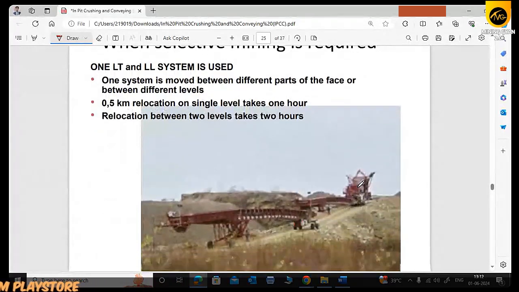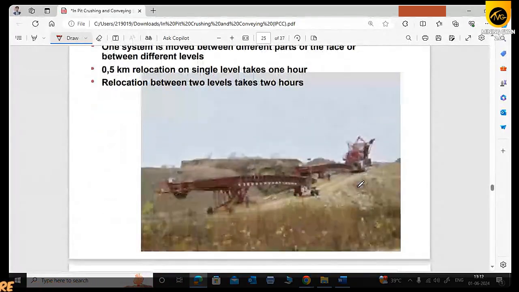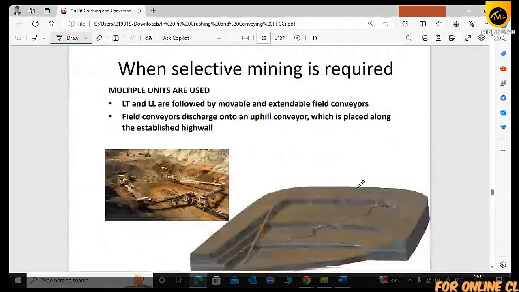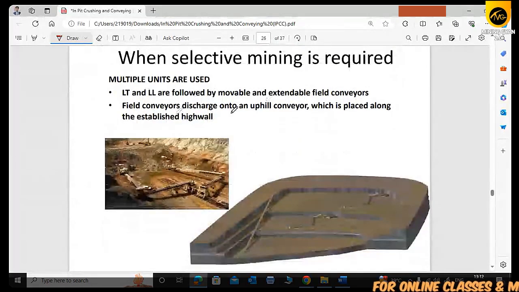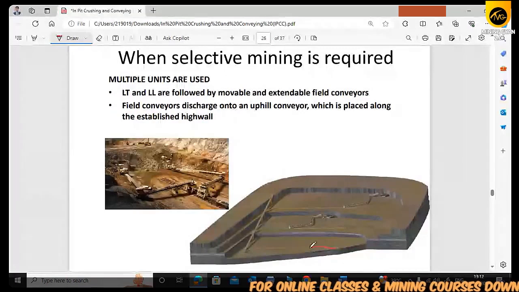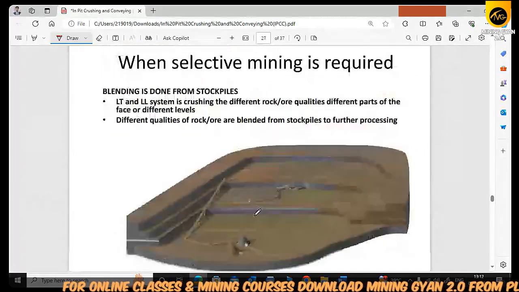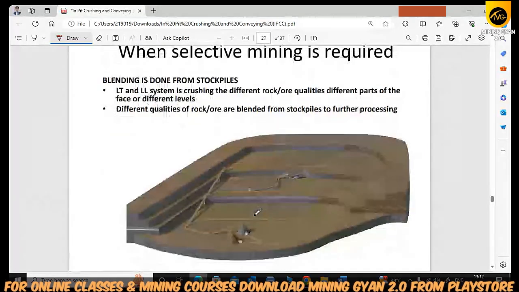When selective mining is required, that is LT and LL, followed by the mover, extensible conveyor. The field chart is uphill, and it is placed where the high one is established. You see in this main line how it is going there. This is the high one. So blending is done from the stockpile. The LT and LL system is crushing different types of rock in different parts of the different levels. The different quantities of rock are blended in the stockpile before further processing.